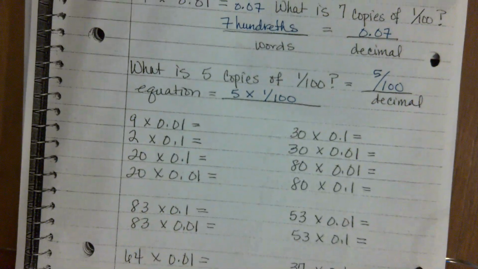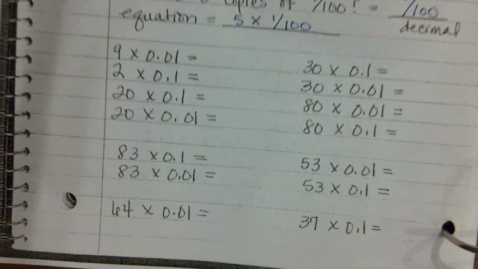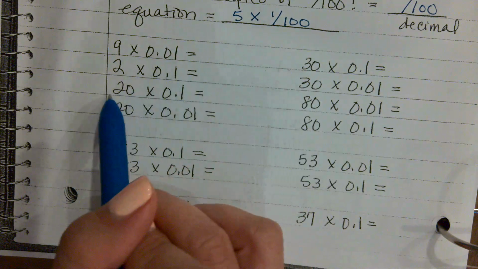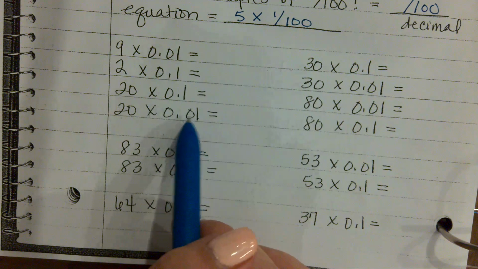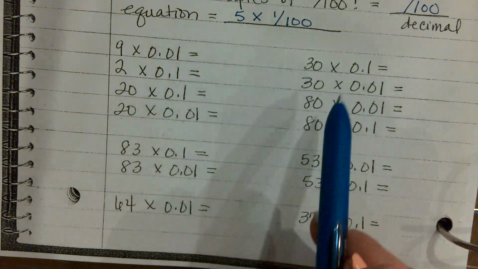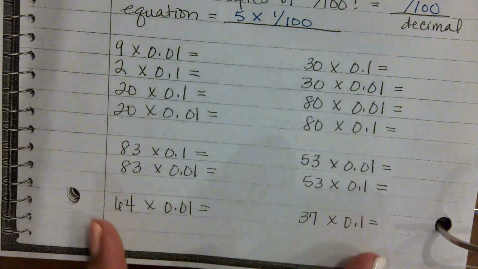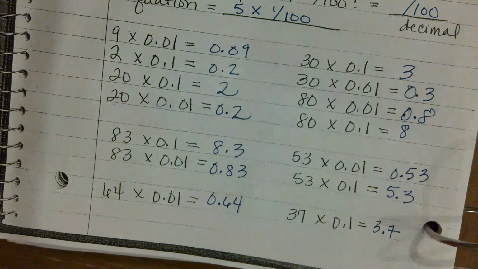All right. So from here, I want you to give me the decimal. 9 copies, 2 copies, 20 copies of hundredths, 30 copies, 80 copies. So I want you to give me the decimals for these, and I want you to come back and check your work. Okay, let's go through and check our work.